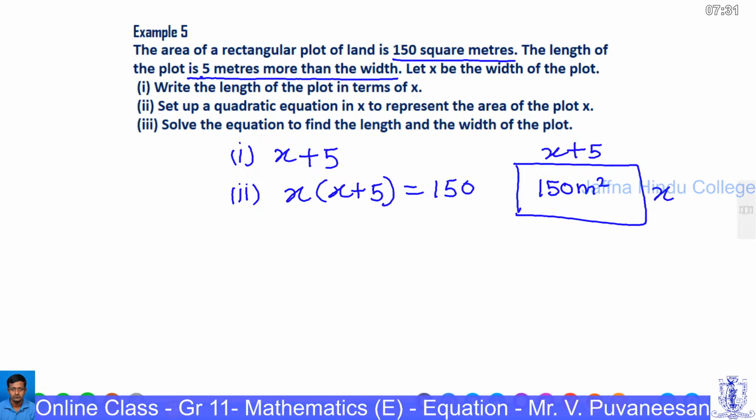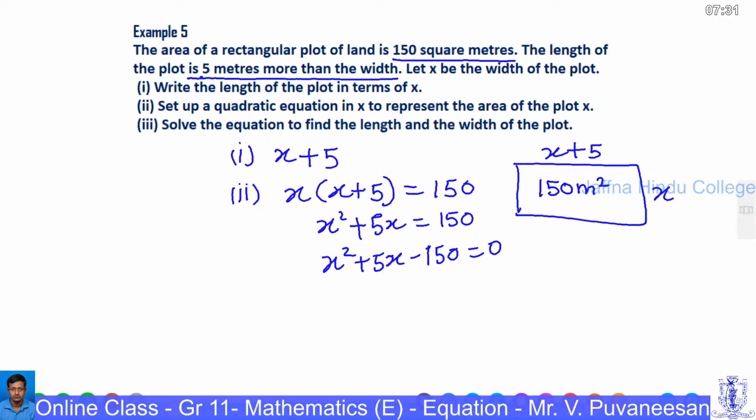Now we simplify this and form a quadratic equation. Remove the bracket. x into x, x square, x into plus 5, plus 5x equal 150. x square plus 5x, take 150 to other side, it becomes minus 150 equals 0. So x square plus 5x minus 150 equals 0 is the quadratic equation.